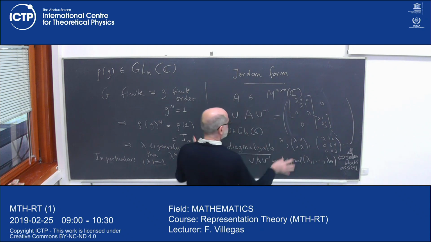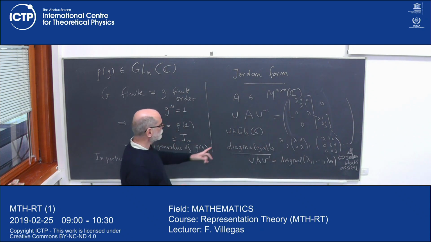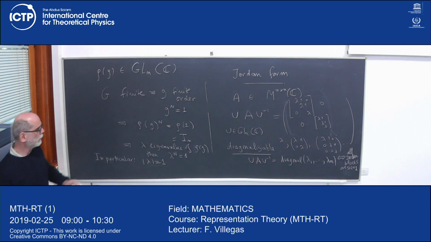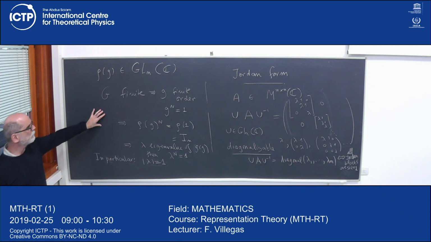Okay, so this is just a parenthesis. Now let's go back to our problem here. And can you tell me, well, now I can be more specific. In this specific situation, can you tell me what the Jordan form of rho G is?